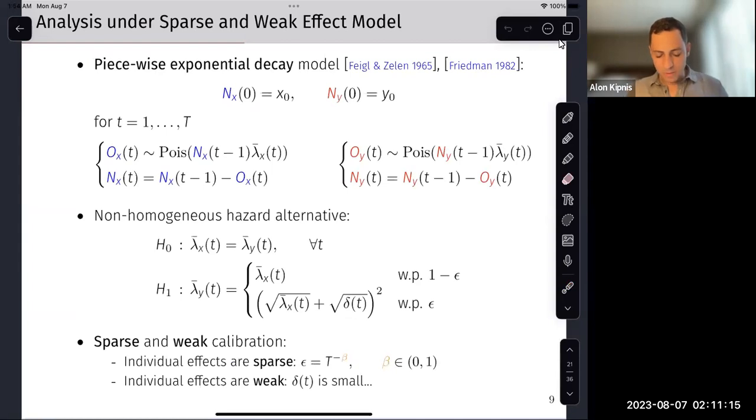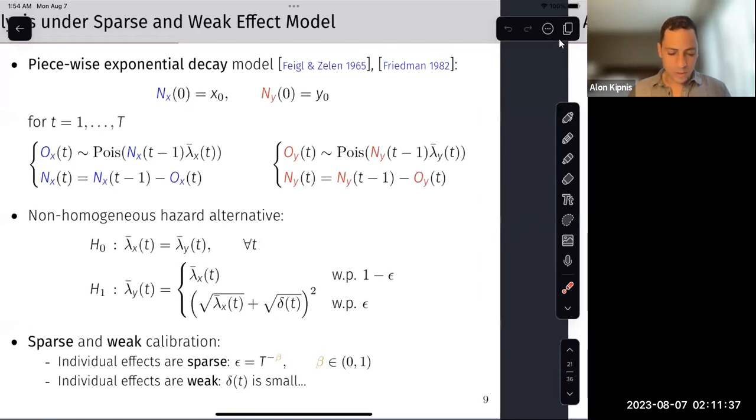Sparse meaning that the epsilon is calibrated to the time horizon t, with this calibration here. So beta controls sparsity, large beta meaning sparse signal. And delta itself will also be calibrated to be small, so that the problem will be challenging. So how do we calibrate delta to be small?